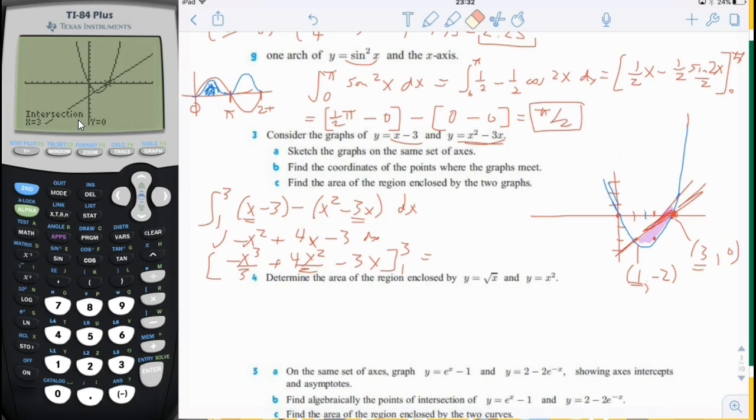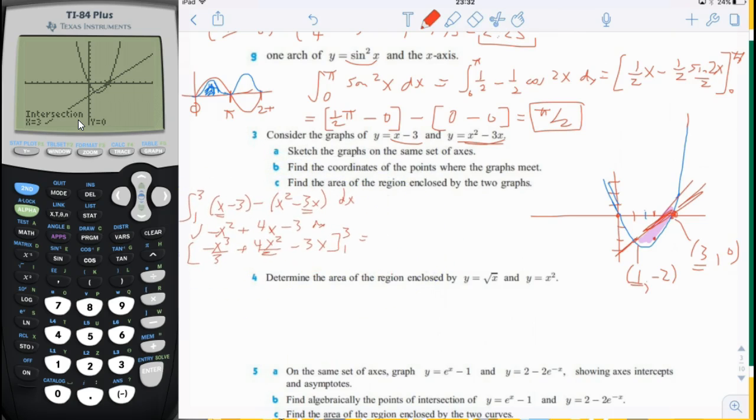Let's make this a little smaller. So if we put 3 in here, then we're going to get negative 27 divided by 3, which is negative 9. And then we're going to put 3 squared, which is 9, times 4 divided by 2, which is 18. And then we're going to put negative 3 times 3, which is negative 9. And then we're going to subtract the whole thing evaluated at x equals 1. So that would be minus a negative 1/3 plus a 2 minus a 3.